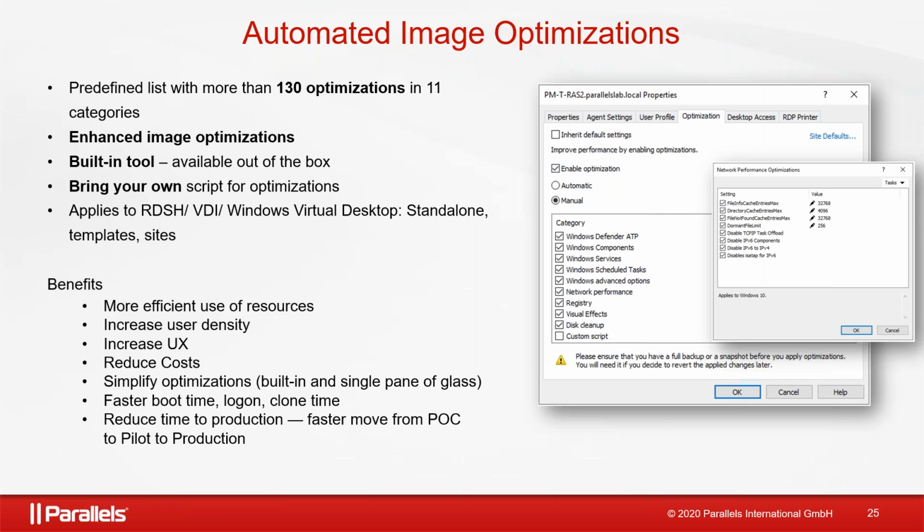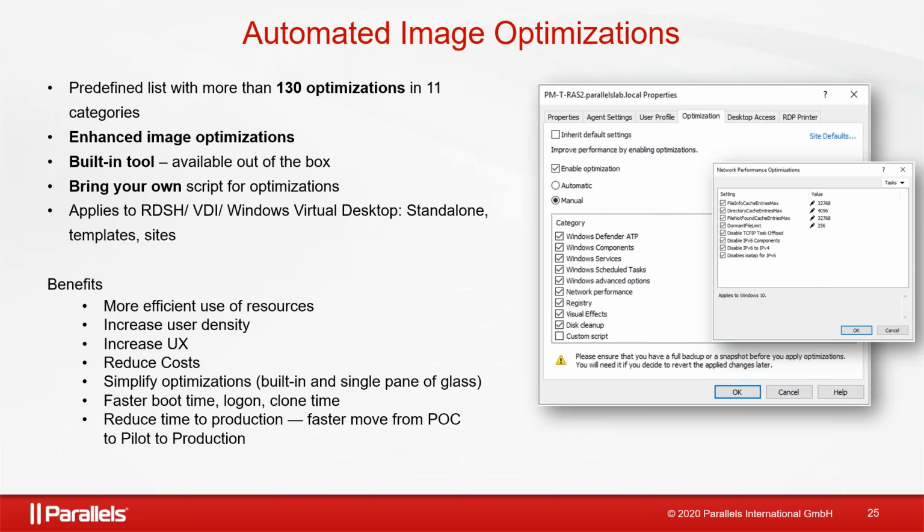The image optimization, again, the great thing about it is that it is built in, and it is very flexible. So we have these 130 optimizations there. We divided these into 11 categories, as we see on the right-hand side. The idea is, of course, to increase user density and user experience and more efficient use of resources.